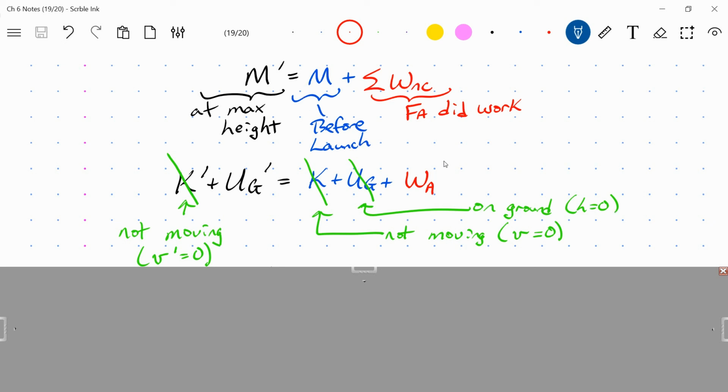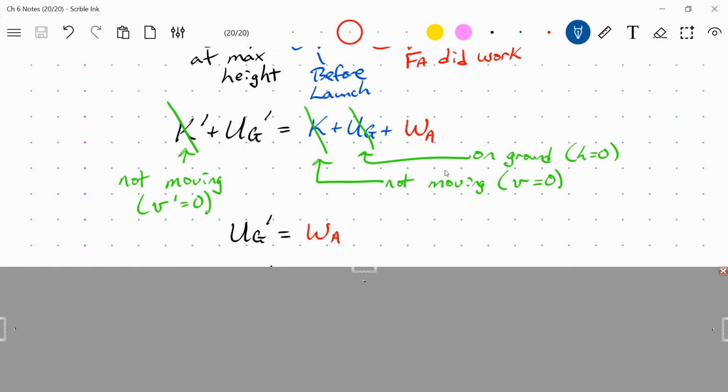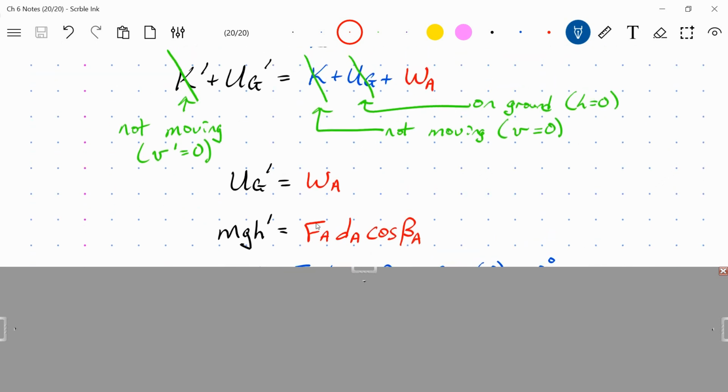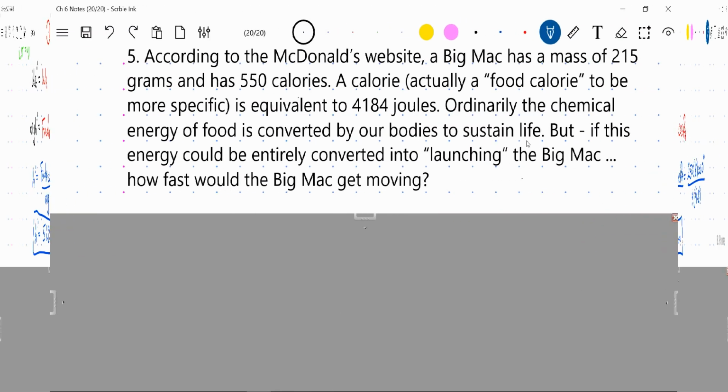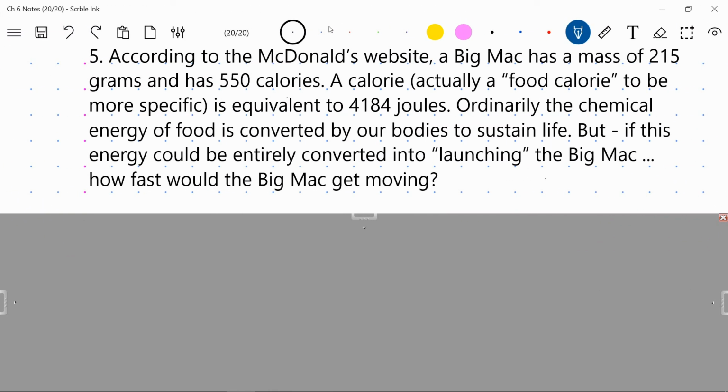So on the right side, all that we have is the work done by non-conservative forces, which in this case is the applied force. That simplifies tremendously down to u gravity that you end up with being equal to the work done by the applied force. On the left side, we know that u gravity is mgh, so I've put in a prime there to denote that afterward value. And on the right side, the work done by the applied force can be found with f d cosine of beta. From here, it's just a matter of doing the algebra and putting the numbers in to get the answer. Okay, so to just finish off with number 5 here, which is actually a pretty straightforward question.